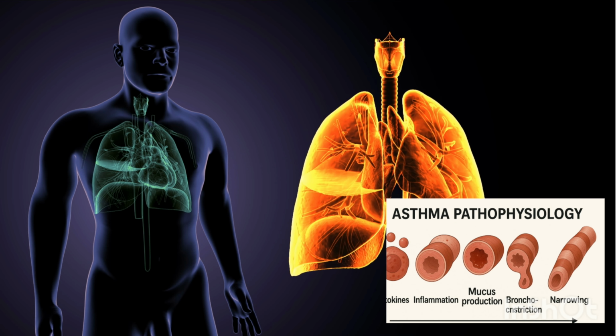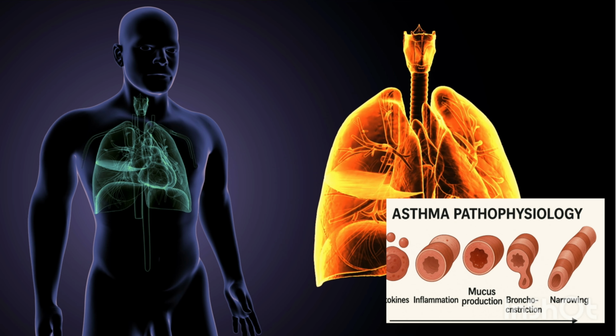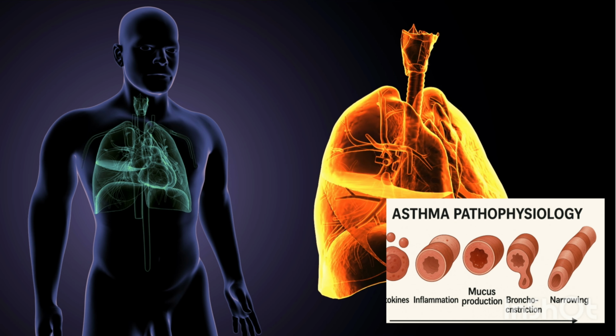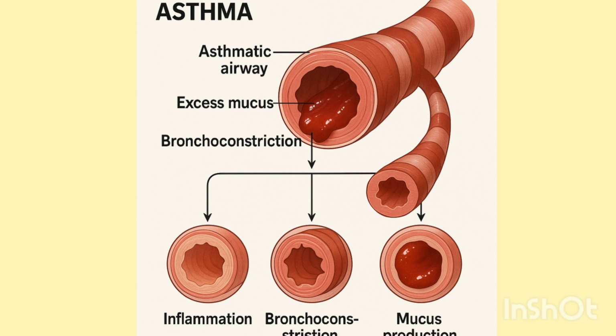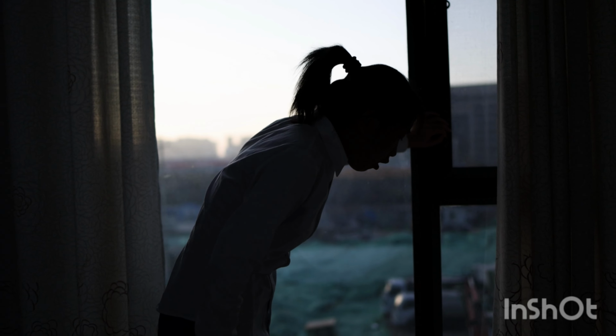The underlying pathophysiology involves the activation of inflammatory cells, including eosinophils, mast cells, and T helper type 2 lymphocytes, which release cytokines and other mediators. These mediators induce bronchoconstriction, mucus hypersecretion, edema, and airway remodeling over time. This inflammation increases the sensitivity of the airways to various triggers, leading to episodic exacerbation.